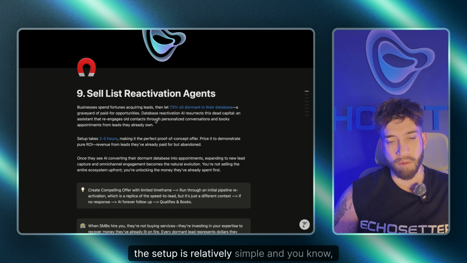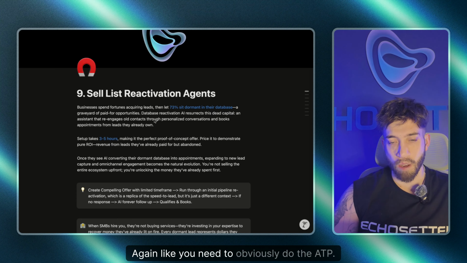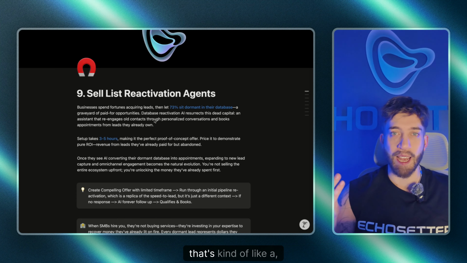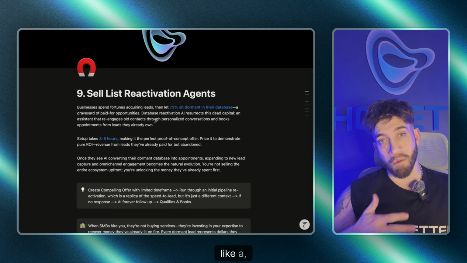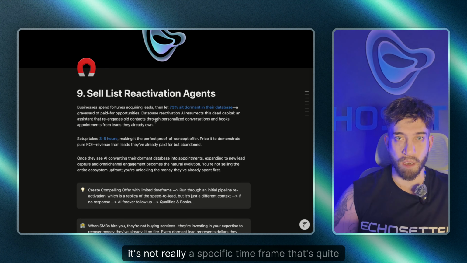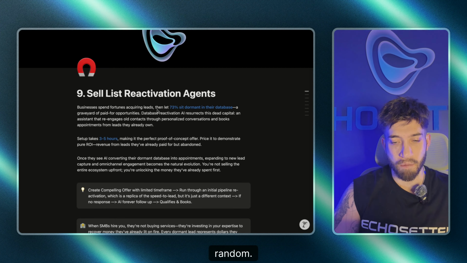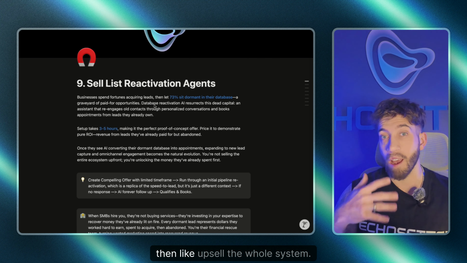The setup's relatively simple, anywhere between 3 to 5 hours. Again, you obviously need to do the A2P. That's kind of an open box because A2P can take anywhere from within the same week to 2 weeks. It's not really a specific time frame. That's quite random, but you can literally deliver it for free as a way to then upsell the whole system.